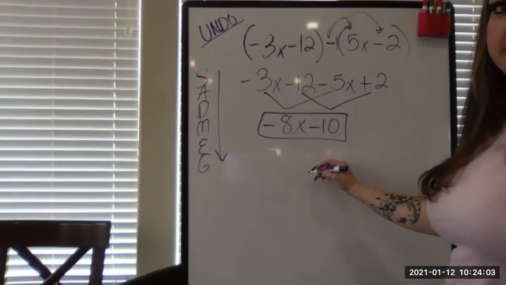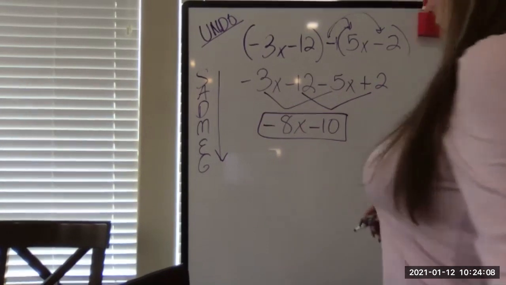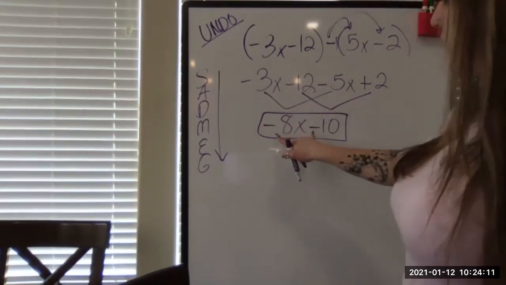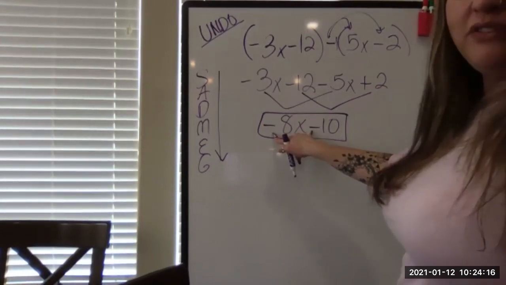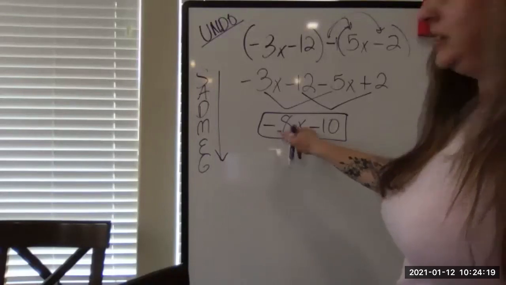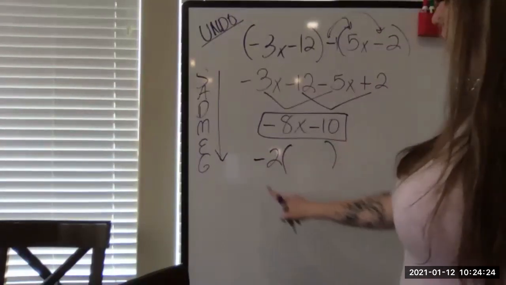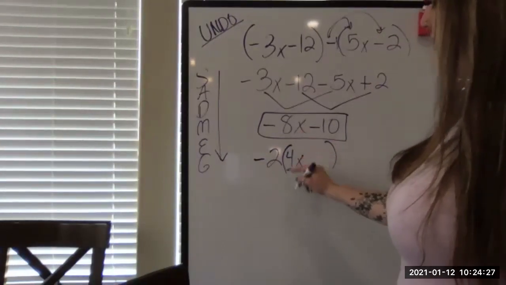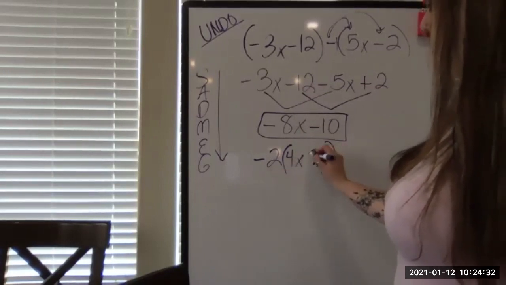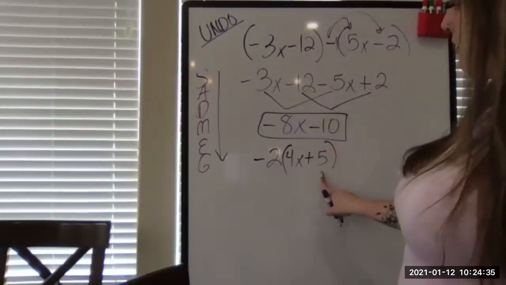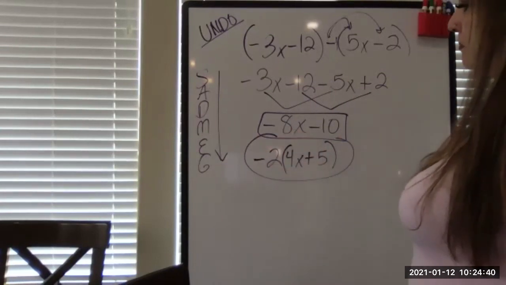GCF is what? 2. It is. And actually, because both terms are negative, the GCF is -2. If both of them are negative, you want to pull that negative out with it. So we're going to pull out a -2. -2 times 4x gives us -8x. -2 times +5 will give us -10. So this is the factored form.